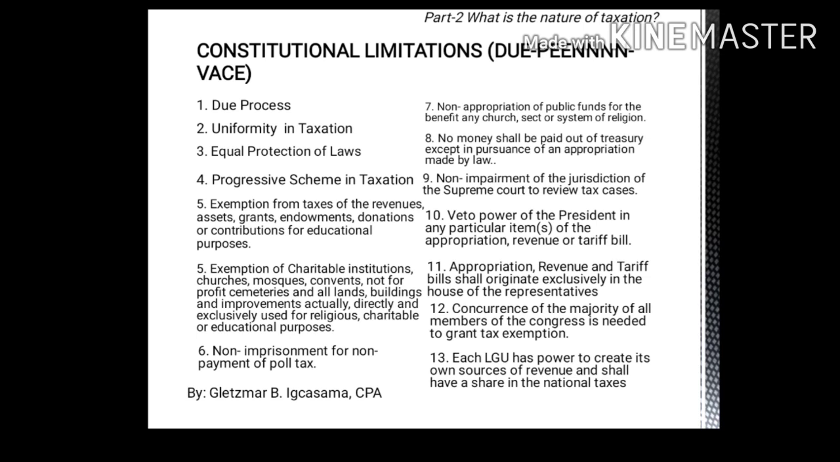Sa Bureau of Internal Revenue, kung nakakolek og inani, 60% will go to the LGUs, the cities, municipalities, provinces, and barangays. 40% will go to the national. So that's it for constitutional limitations.